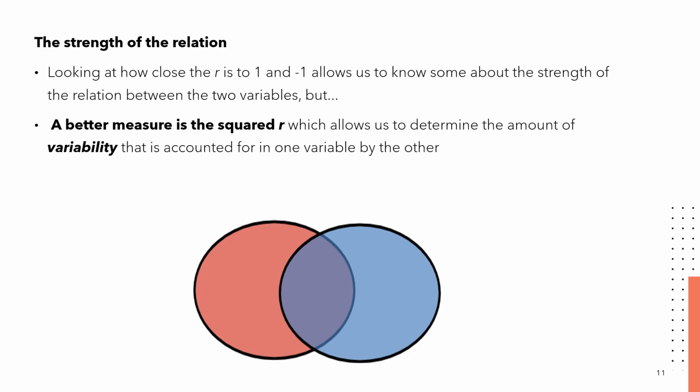Going a bit further with the strength of the relation, looking at how close R is to 1 and -1 allows us to know some about the strength of the relation. But a better measure is the squared R, which allows us to determine the amount of variability that's accounted for in one variable by the other. When you square R, it essentially looks at the amount of overlap between two variables.